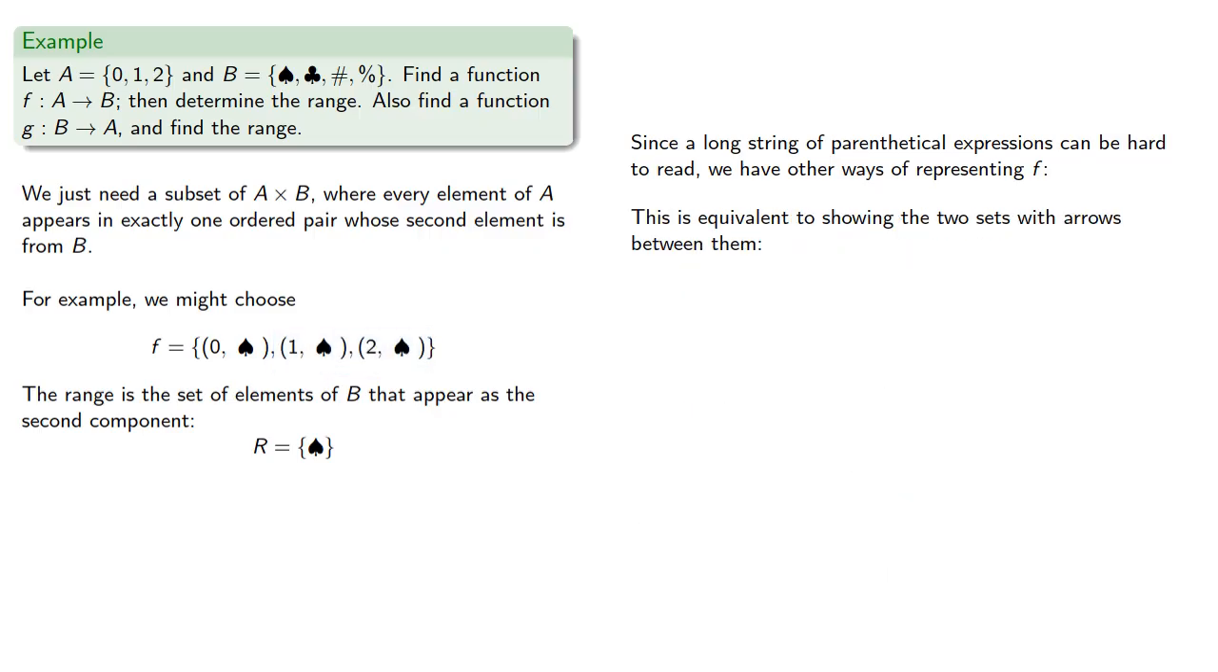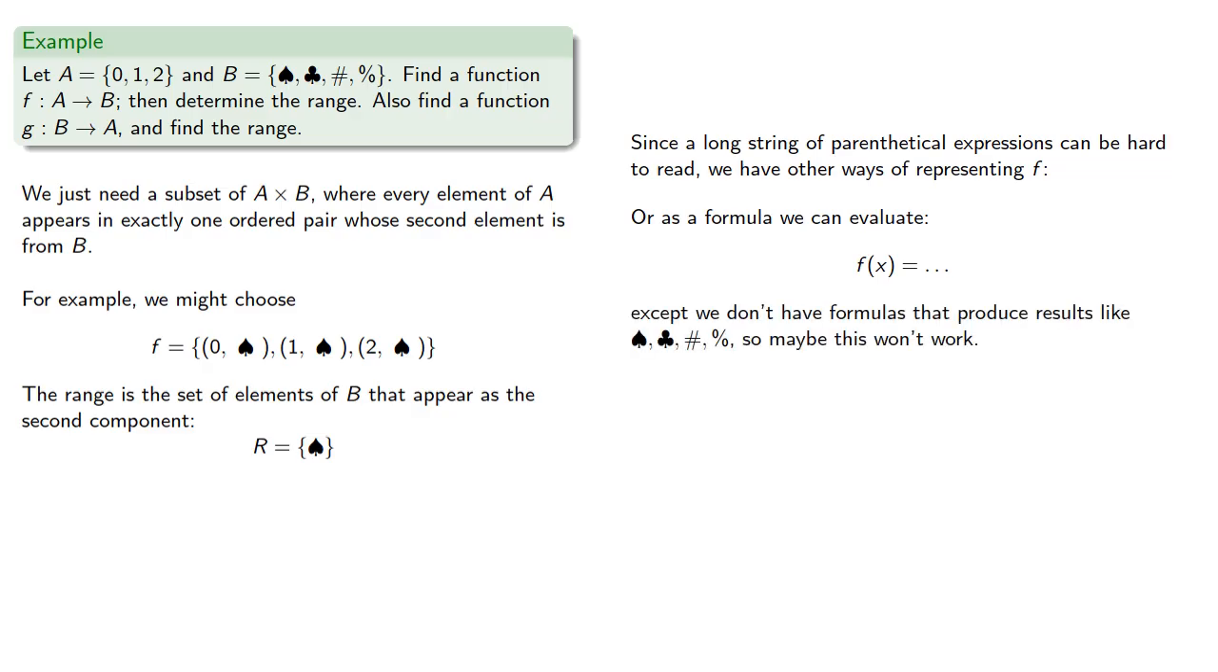Now, since drawing these Venn diagrams is tedious and complicated, we could also just show our two sets in list notation. So here's our first set and second set, and draw the mapping arrows from our domain to the codomain. Or we could even express this as a formula we can evaluate, except we don't have any formulas that produce results like these symbols, so maybe this won't work.